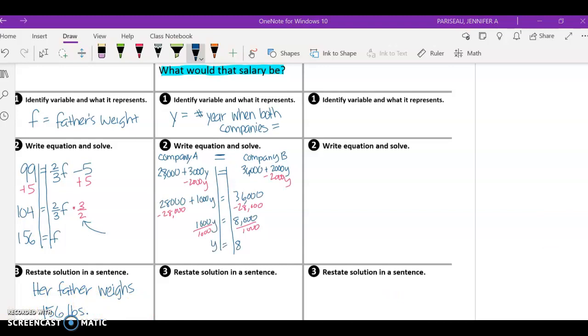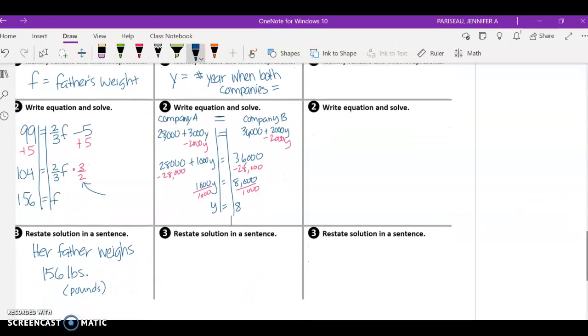Okay, so here's the final solution. But again, we had 2 questions that we had to answer. So right now we have the first part. We have part A's answer. So after 8 years, both companies will be the same.